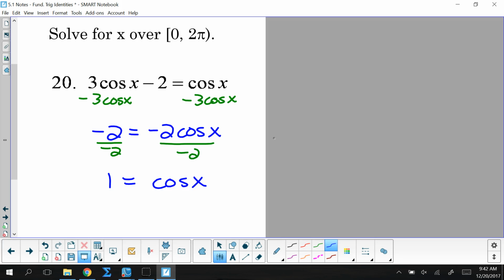Can I use 2 pi though? No, I can't use 2 pi because it says that 2 pi up here is exclusive. But I can use 0. So x here has to equal 0.